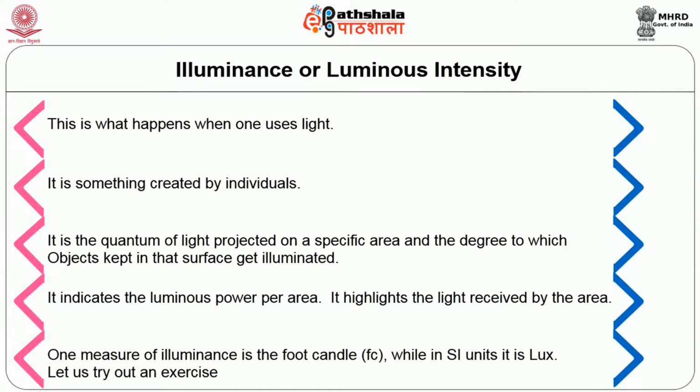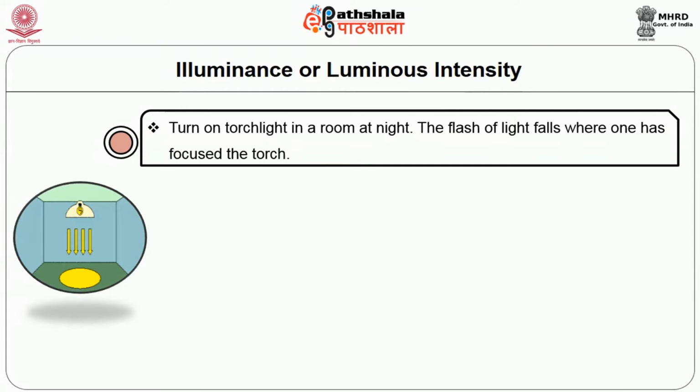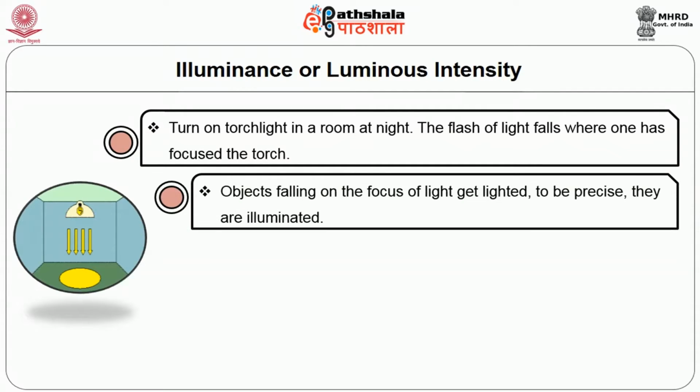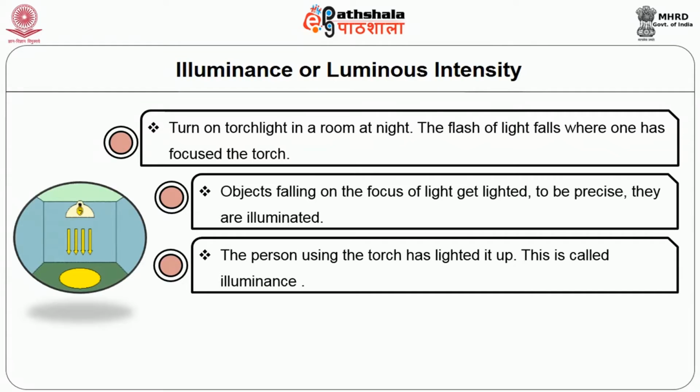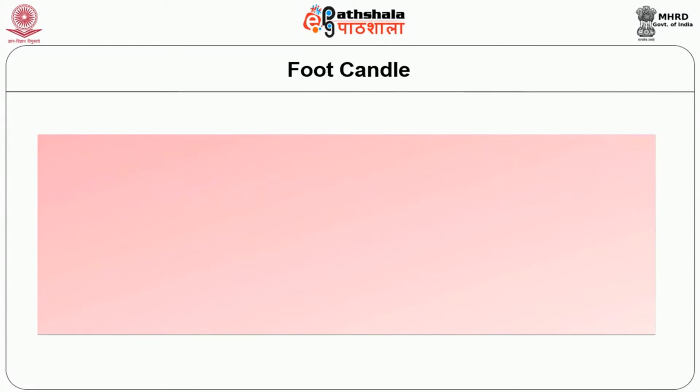Let us try out an exercise. Turn on a torchlight in a room at night. The flash of light falls where one has focused the torch. Objects falling on the focus of light get lighted. To be precise, they are illuminated. The person using the torch has lighted it up. This is called illuminance. An important word of caution is you should never confuse this with the quantum of light emitted by the source. Next aspect is the foot candle.